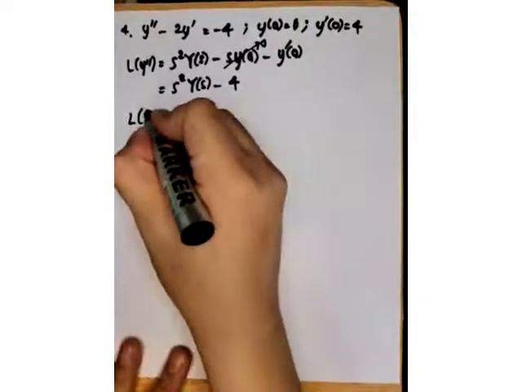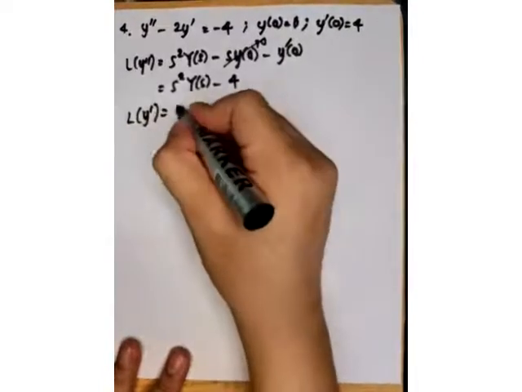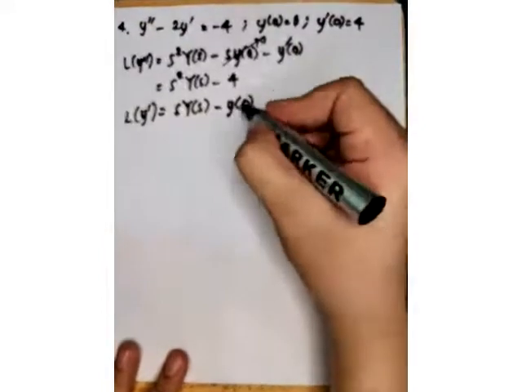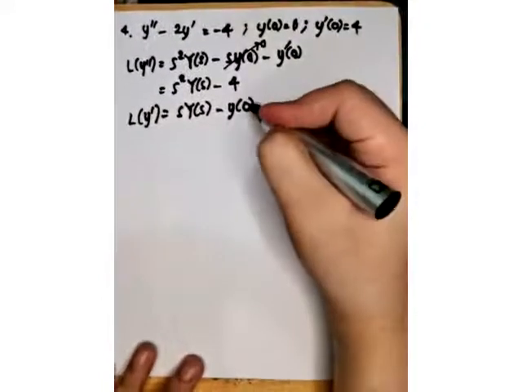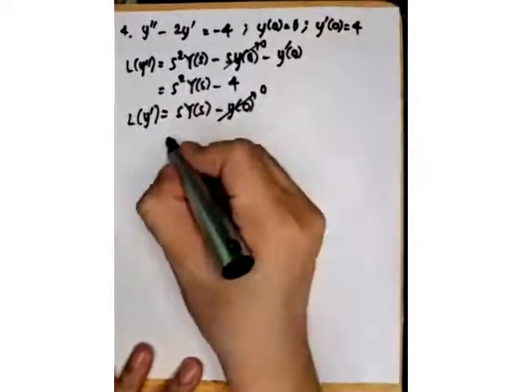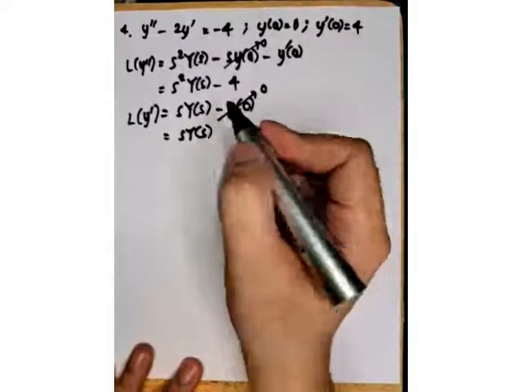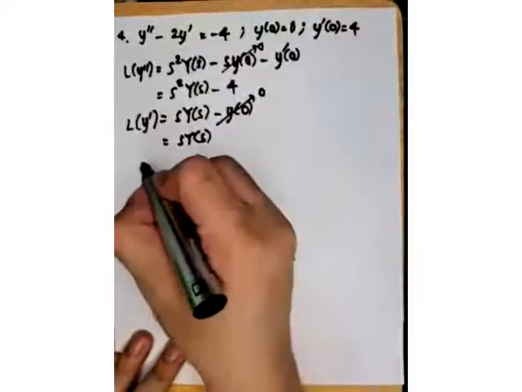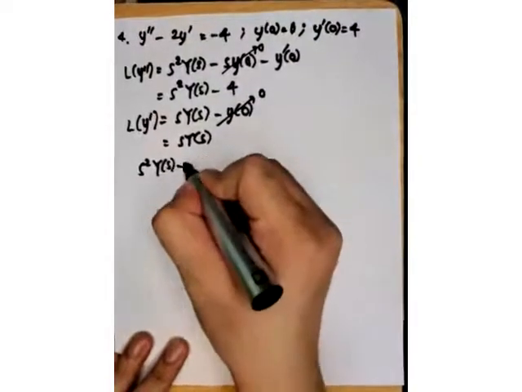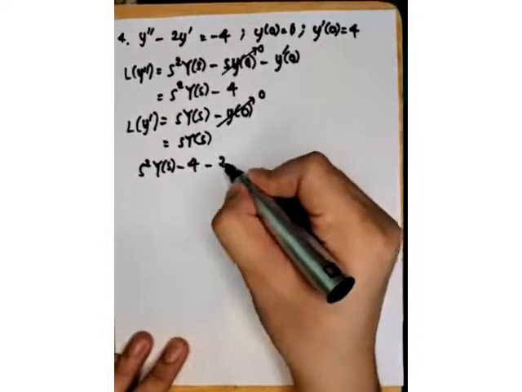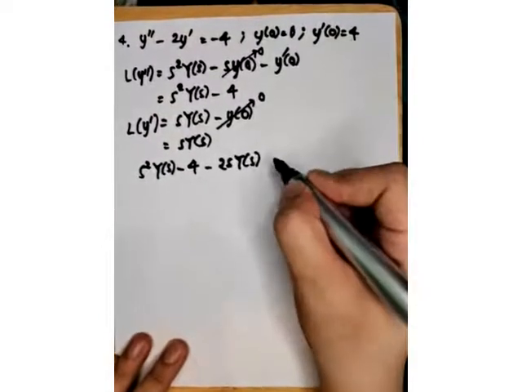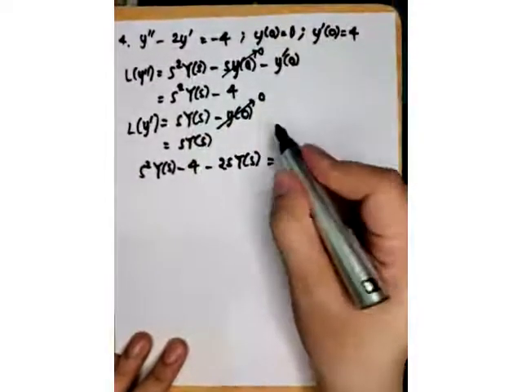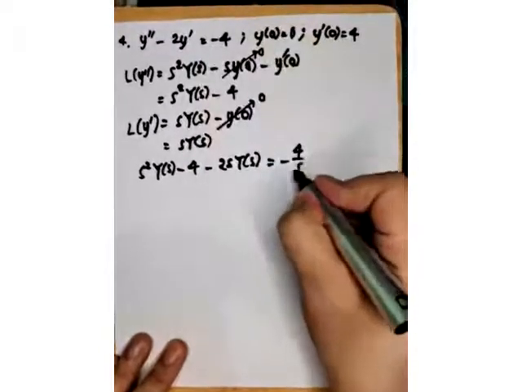Next, the Laplace transform of y prime. That's s times Y of s minus y of 0, which is also 0. So therefore, this is just Y of s. Okay, so let's substitute them. So we'll have s squared Y of s minus 4 minus 2 times s Y of s, which is equal to negative 4 over s.